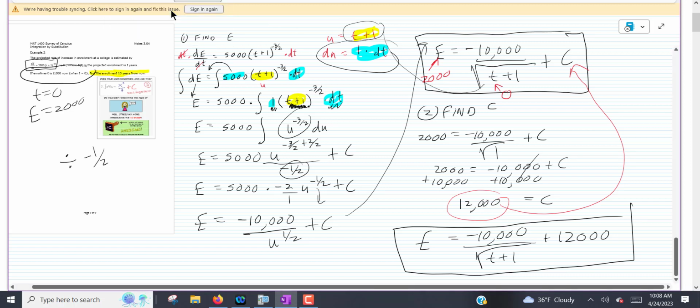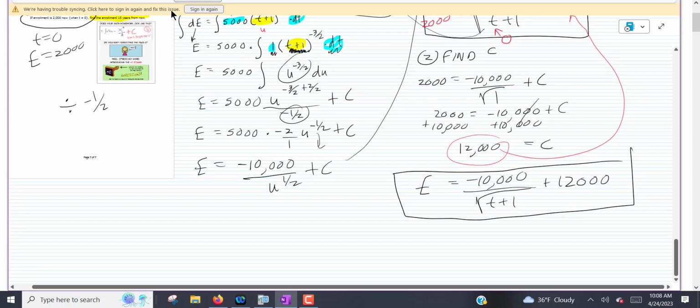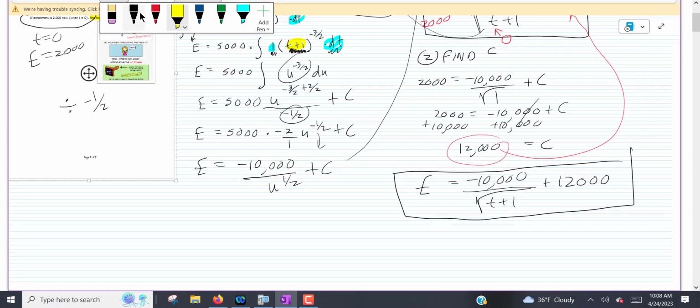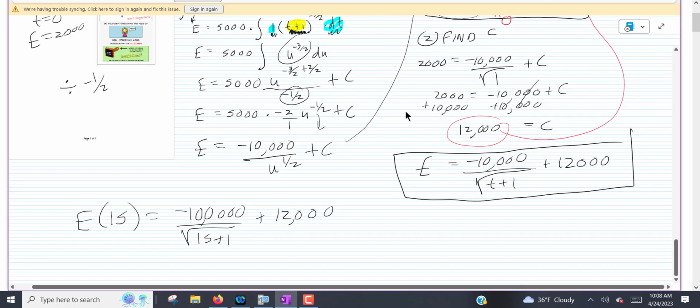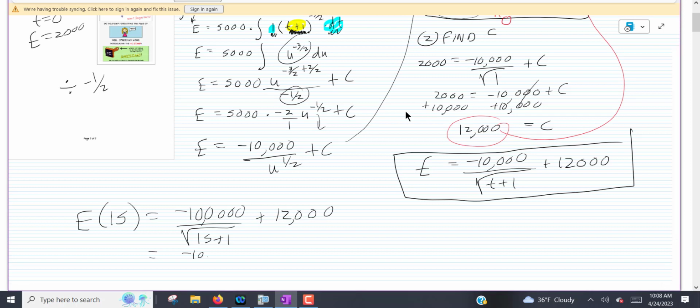The question finally says, find the enrollment in 15 years. So how am I going to find the enrollment in 15 years? What do you think? Plug it in, exactly. So E of 15, you just need to replace the T with 15. So we have negative 10,000 over square root of 15 plus 1 plus 12,000. We can do that mostly on the calculator if we need to. So this would be negative 10,000 over the square root of 16, and the square root of 16 is 4.